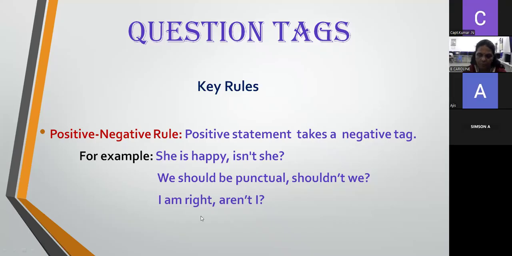I am right. Aren't I? Here, you should keep in mind that when the verb am is used, in the tag we must always use the are form. If it is I am not, the tag will be am I. If it is, I am right, so here it is aren't I.